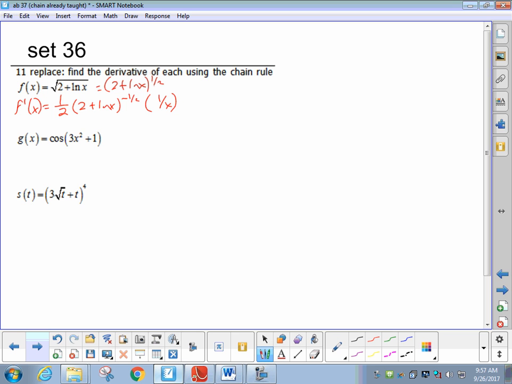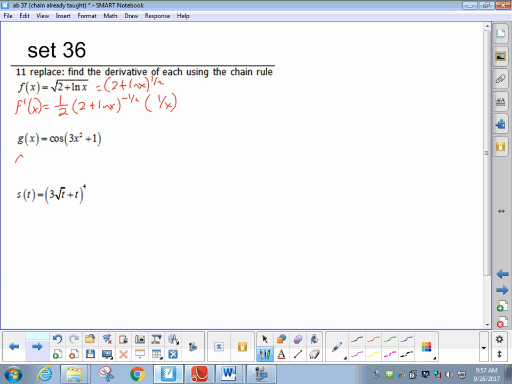How you doing with the chain rule? These are going to be questions you'll get right on the test. Yay, so we're on your way to 100. All right, how about this, g of x? What's the outside? Cosine. The inside is 3x squared plus 1.